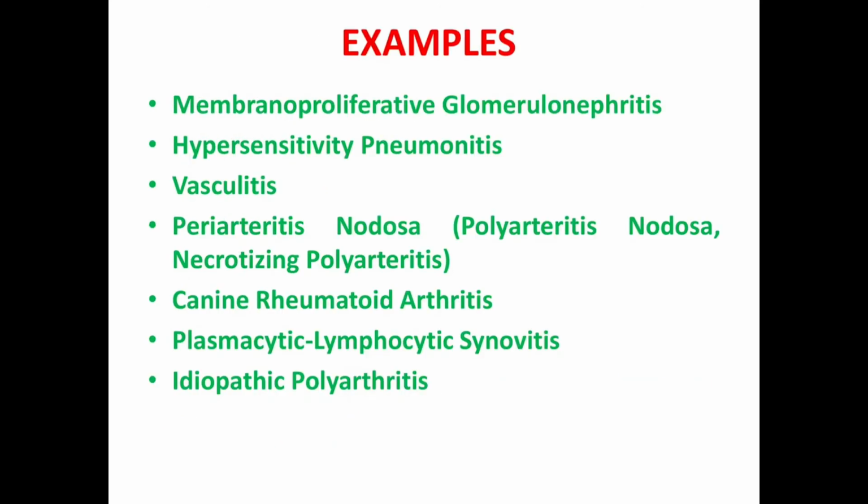Now let's see the examples of type 3 hypersensitivity reactions: membranoproliferative glomerulonephritis, hypersensitivity pneumonitis, vasculitis, periarteritis nodosa or polyarteritis nodosa, canine rheumatoid arthritis, plasmacytic lymphocytic synovitis, and idiopathic polyarthritis.